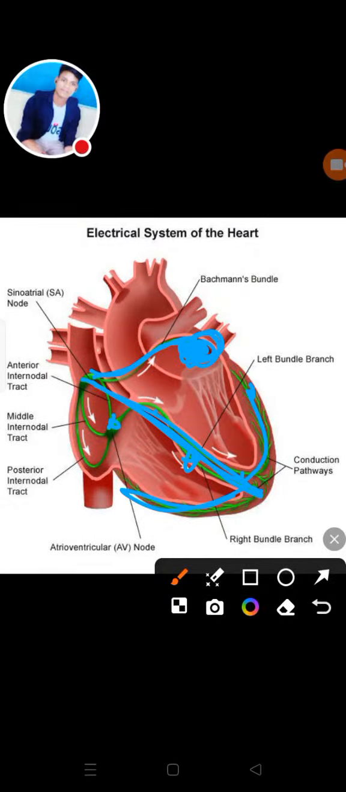More electrical signals are received from the SA node. That's why it's called specialized tissue. The left atrium gets more specific, specialized tissue because of the electrical activity. That's why it's called the Bachmann bundle. Clear? I hope your doubt is clear. Everyone saying the left side was wrong. Okay, any other questions?